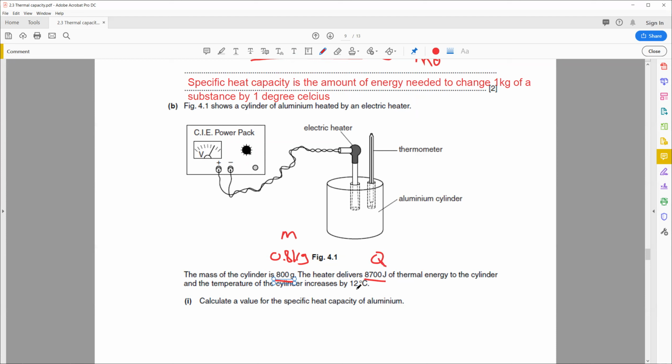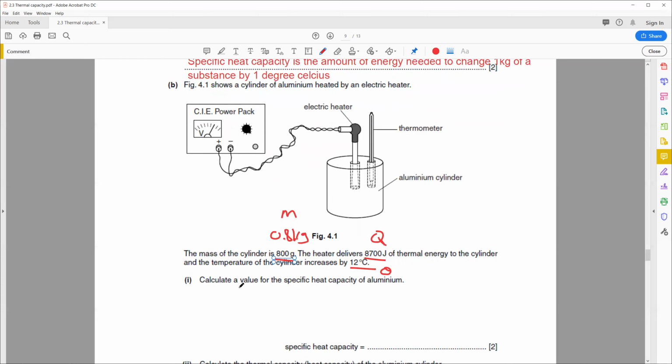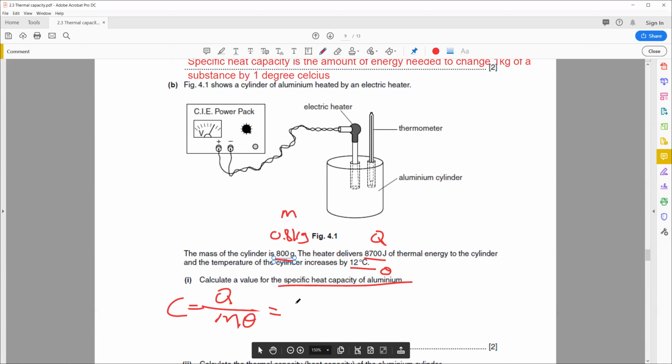And the cylinder temperature increases by 12 degrees Celsius. This is obviously your theta, right? Then I ask you to calculate the value of the specific capacity of the aluminium. C will have been equal to Q over M theta here. Press everything into your calculator, making sure that the units are the same, right? And you will have gotten something. What's that something?